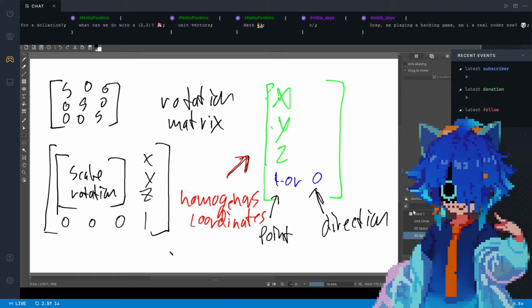And this is what we call a transformation matrix. It's able to encode position, rotation, and scale, which are the main things that we have to manipulate when we're trying to place a 3D model in a world.